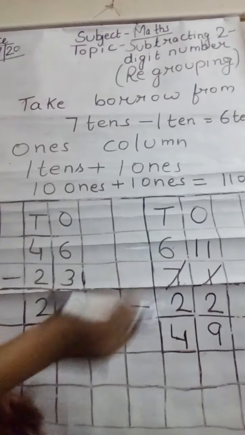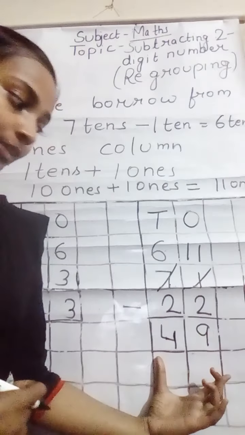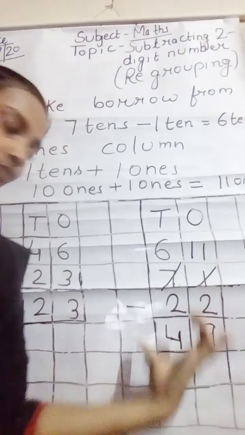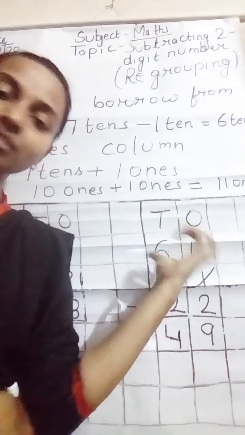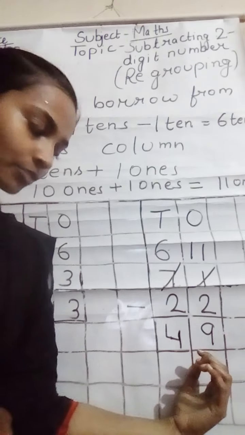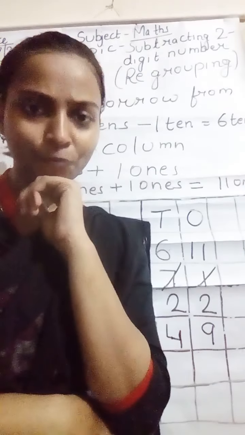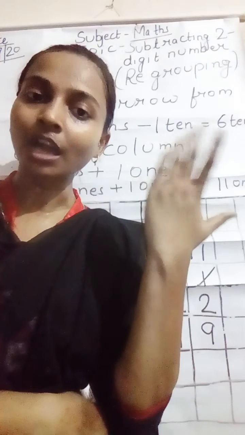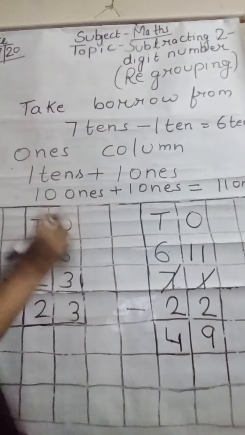Now children, this whole process is called regrouping. Children, are you thinking that this is a long process, and how are we confirming that the difference we get is right or wrong? So do you want to know the process of how to check this number? Okay, I am going to tell you.